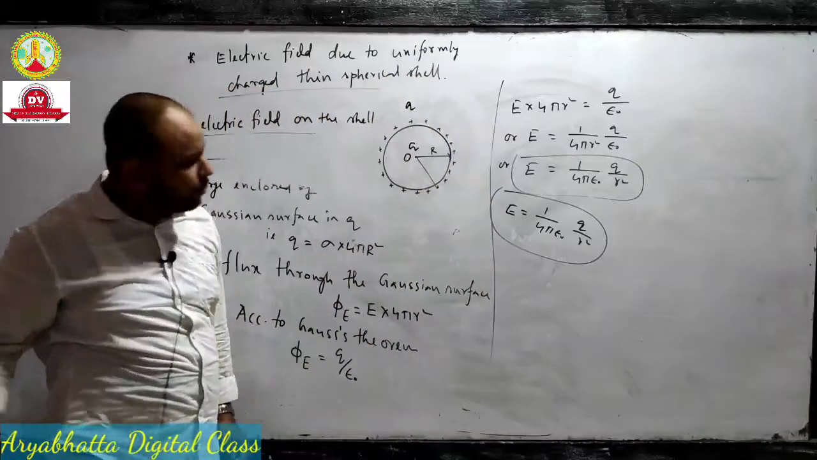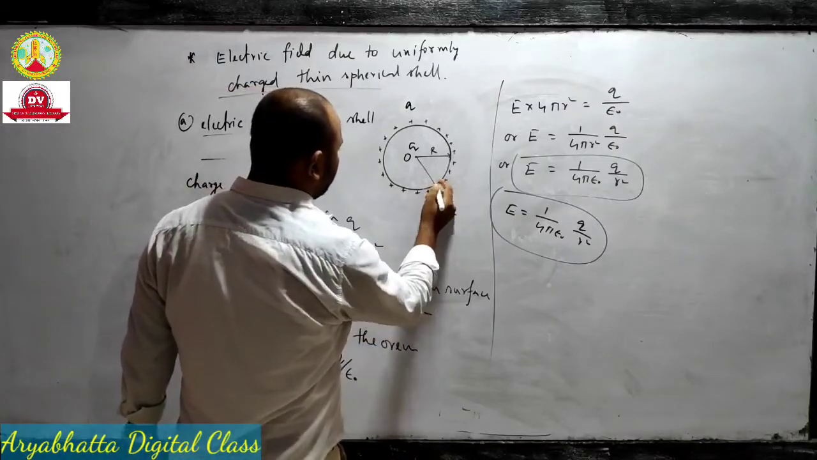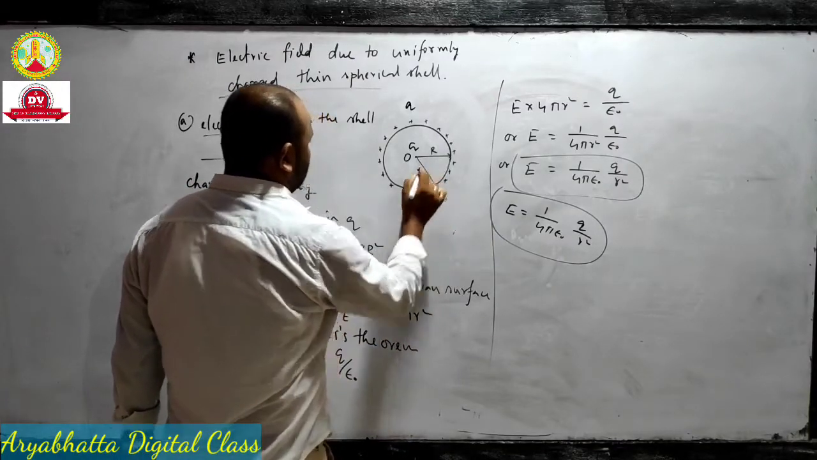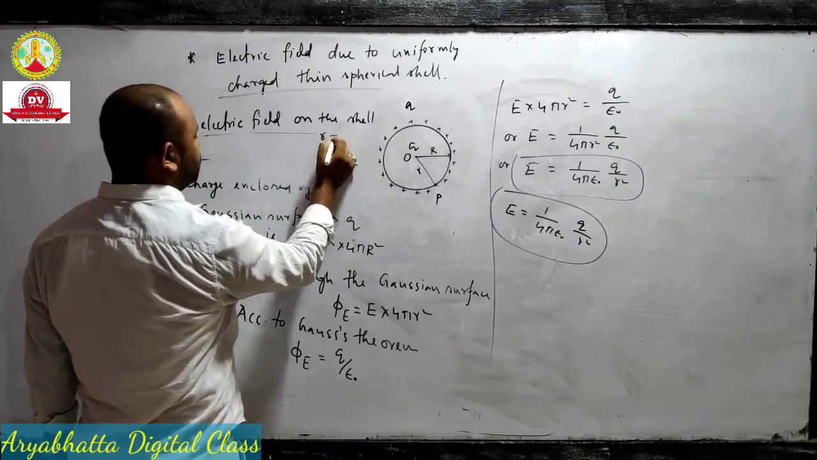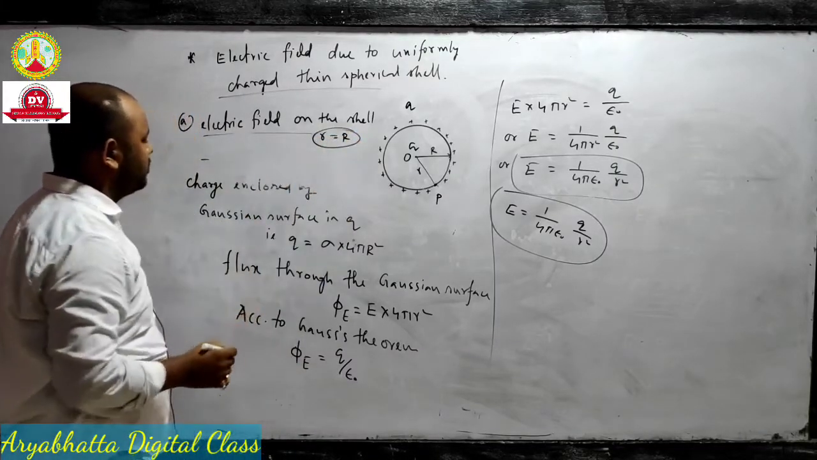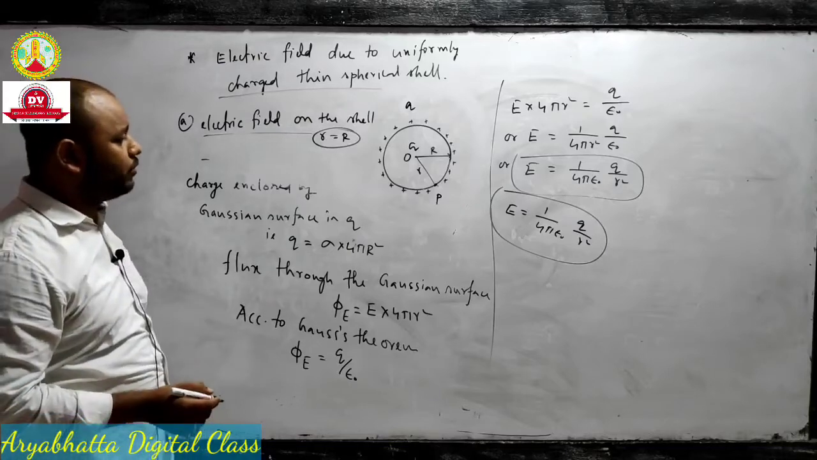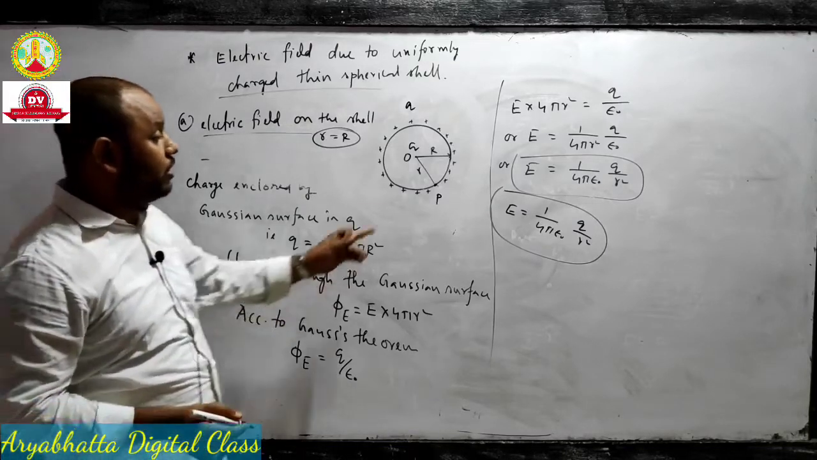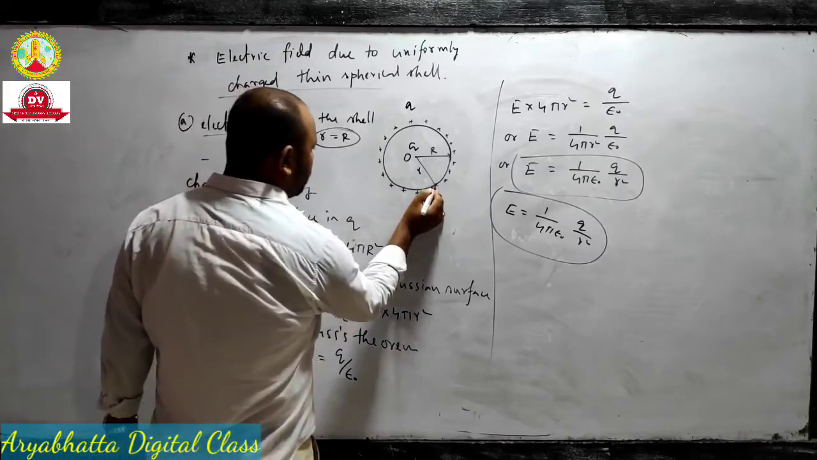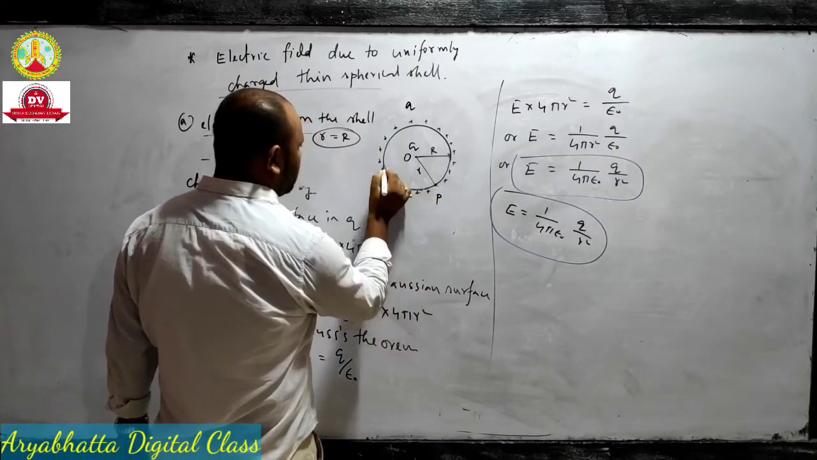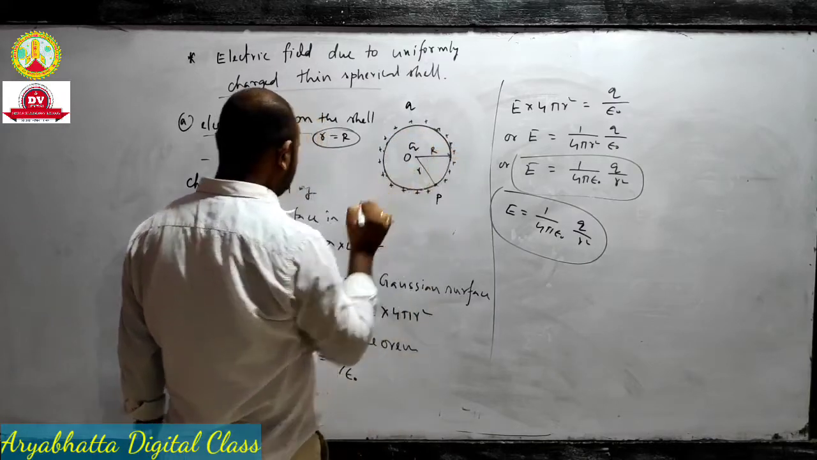if the point P is on the surface here, the electric field on the shell means here small r is equal to capital R. Small r is equal to capital R. We are going to calculate the electric field over the shell or on the shell. For this, this will be the Gaussian surface.